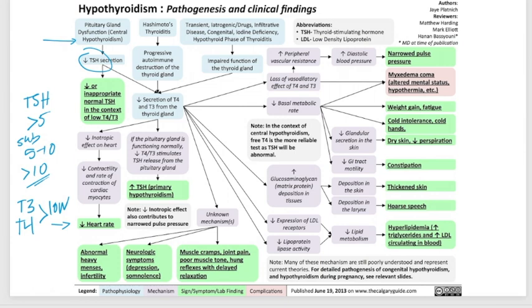We would have issues with menses for females, infertility, and more slowing down neurologic symptoms: depression, somnolence. There's also delayed function, and we actually get some motor slowing: muscle cramps, joint pain, poor muscle tone, delayed relaxation. So then you can see decreased effects over here. We have a narrowed pulse pressure. Here is that myxedema coma, weight gain, cold intolerance, cold hands, fatigue, dry skin, thickened skin, hoarse speech, and then hyperlipidemia, where triglycerides and LDL would all be elevated because we're going to impact lipid metabolism.